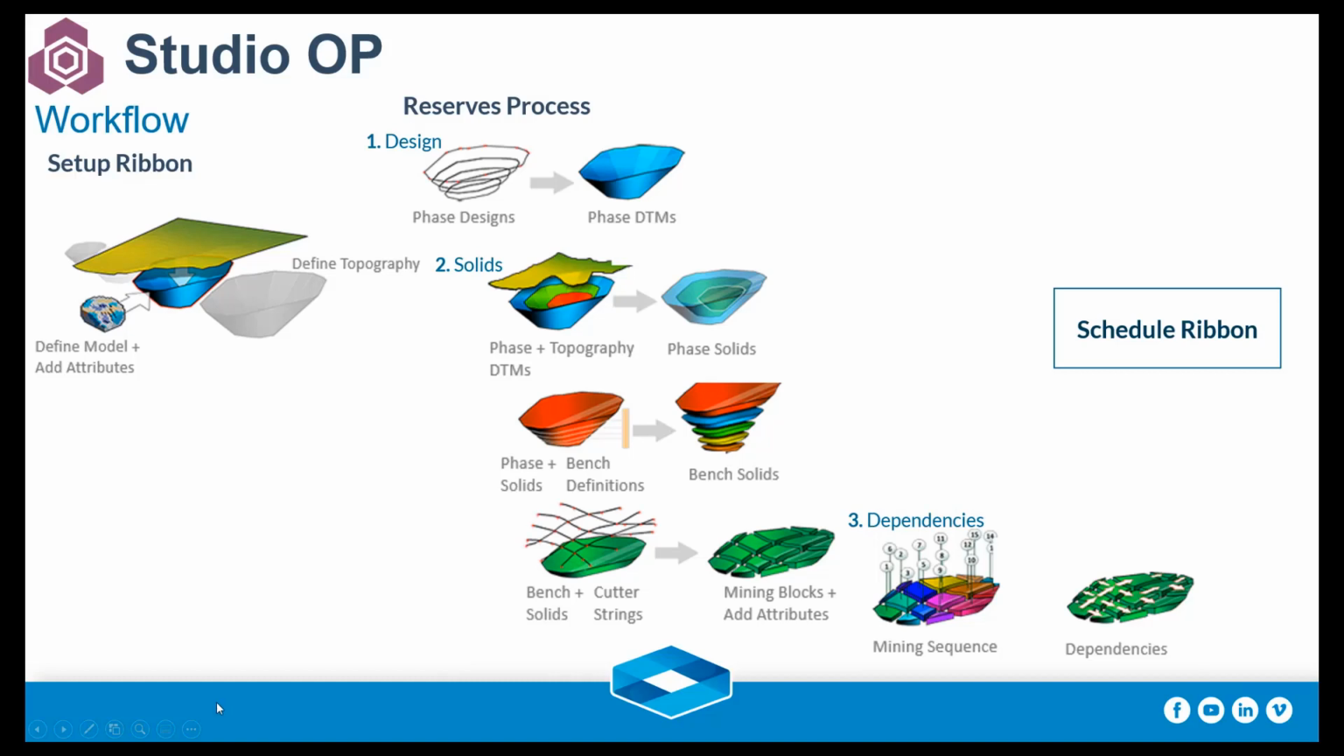This is how it looks like. We have 3 different ribbons, but 2 different steps. So the setup ribbon is where we define our files like the topo, the model, the bench height, and the phases, the number of phases that we are using. If you watched the webinar about the auto design, Gustav explained a little bit more, a few features of the setup ribbon and the design, the phase design portion of it.